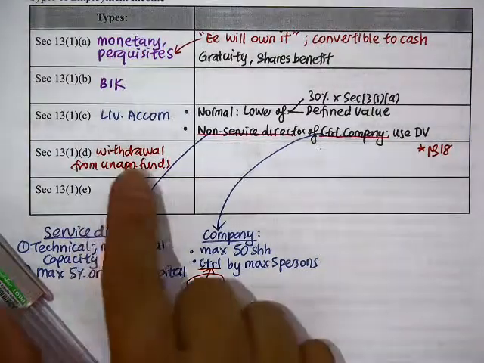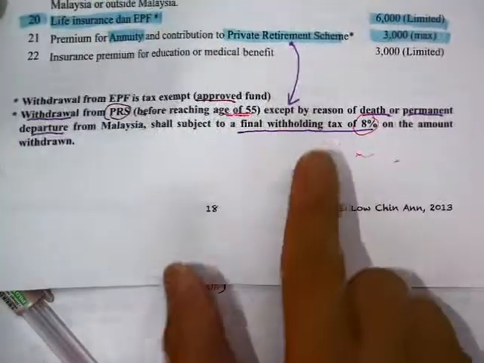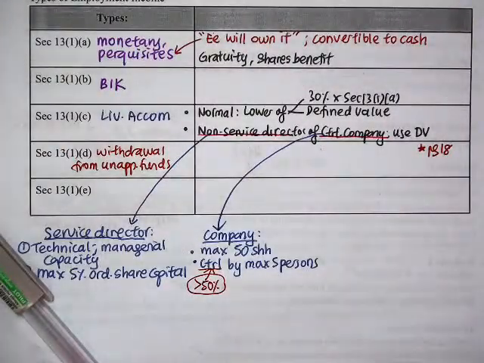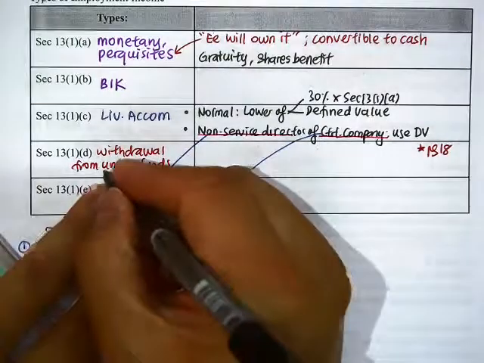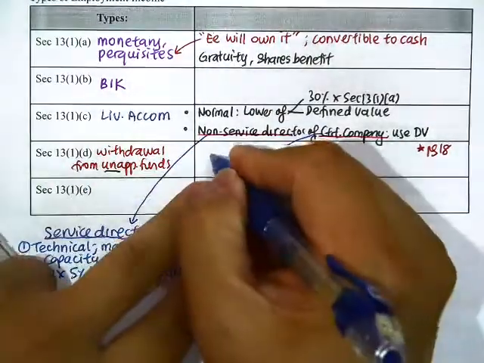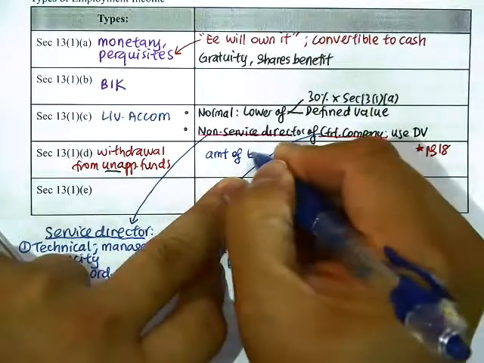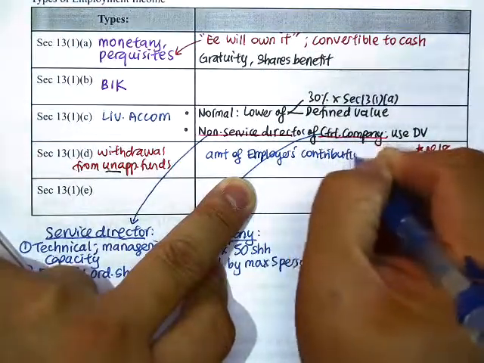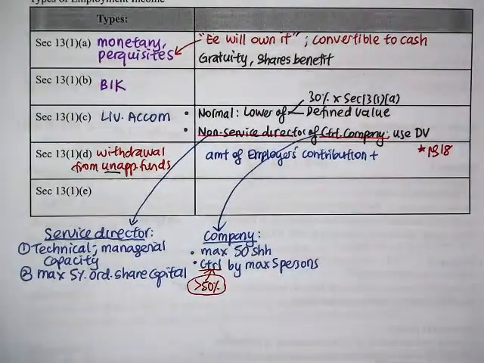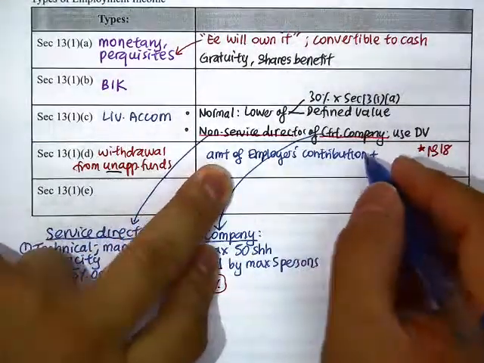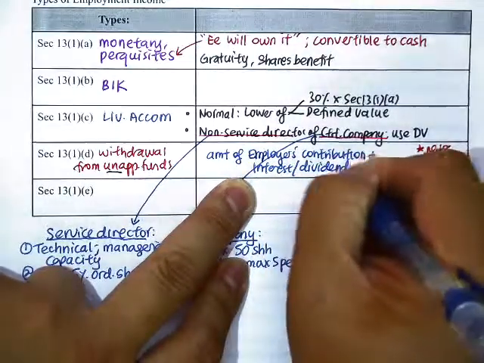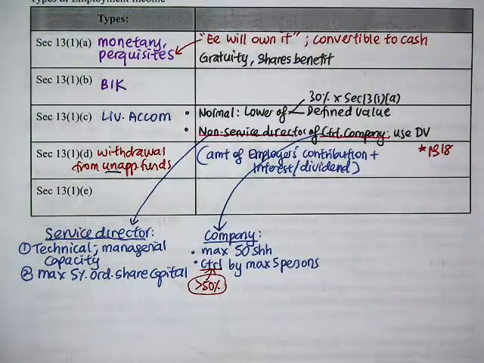Now that one is not here. It's not here. This is when the funds are not approved. That one is final. So when you receive the amount, it's net. They will straight away deduct the tax from you. Okay, you know? Now, for any withdrawal of unapproved fund, you just need to take the amount of the employer's contribution together with whatever interest or dividend element arising from the fund. Tax the whole thing when you withdraw.